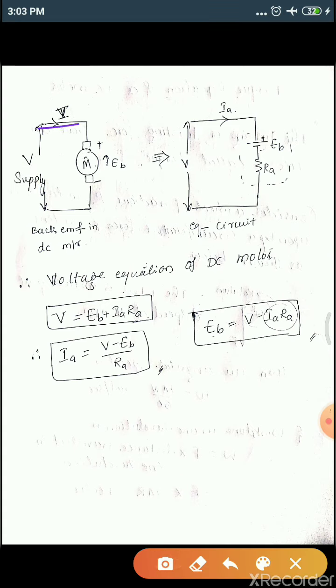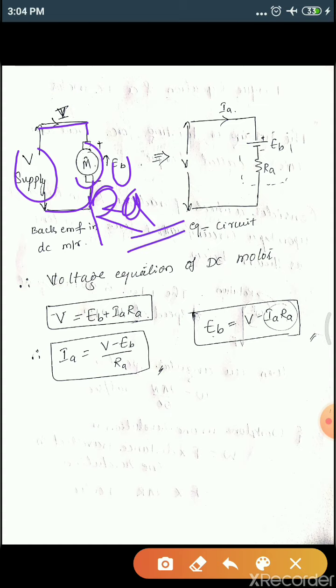So this is a motor, and supply is given to it. As we all know, a motor has its armature resistance Ra inside, and EB is the back EMF produced due to generating action in the motor. That is why, being opposite to the supply, it is called back EMF, indicated as EB. Let's take its equivalent circuit. So this motor can be represented as Ra plus EB, the armature resistance and back EMF.